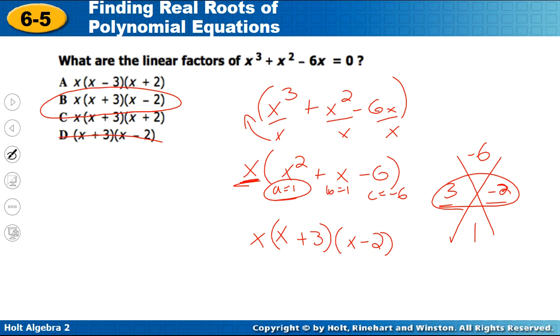Ta-da! Alright, I think what they're going to do is they're trying to trick you. I recognize now what they're doing in this problem. Because B and D are very similar, right? They both have x plus 3 and x minus 2. They're going to assume that you forget that you factored this out. They're going to assume that you factored it out and threw it away and you didn't keep it. If you forget that this x is on the outside, then you're going to say D is the answer. Of course it's not.